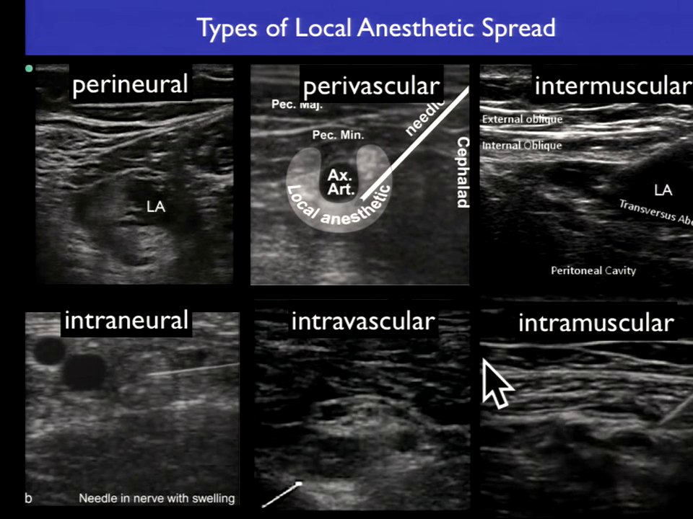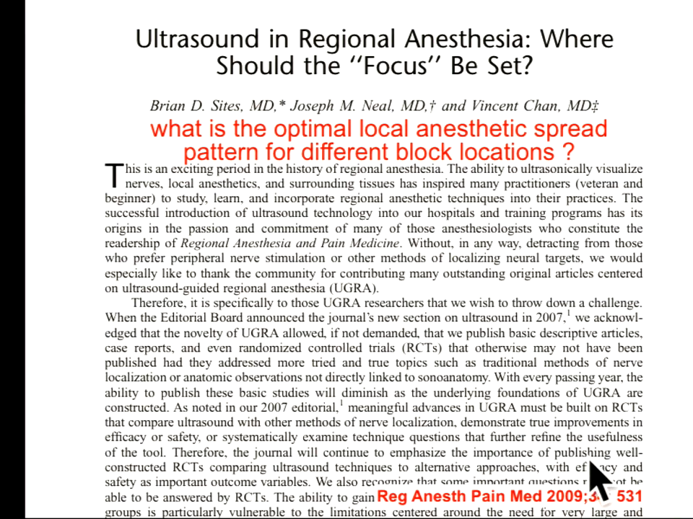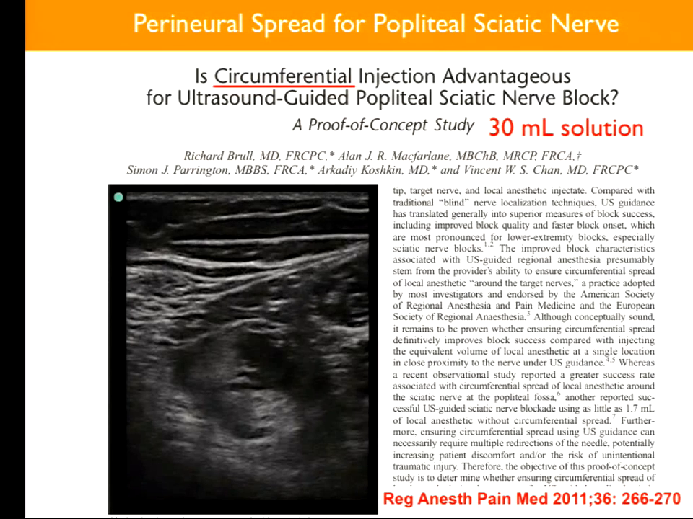I'm not a proponent of intraneural injection, so I would need to know what an intraneural injection looks like, what an intravascular injection looks like, and if you inject in the muscle far away from the nerve target, you probably won't see a block. So this editorial precisely wants to raise the question, what is the optimal local anesthetic spread for different types of block locations? We don't know, so there's a lot more work to be done.